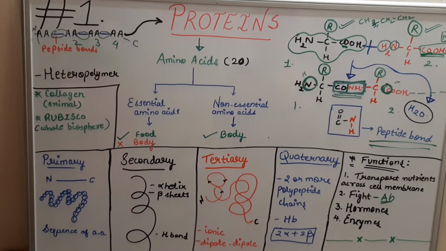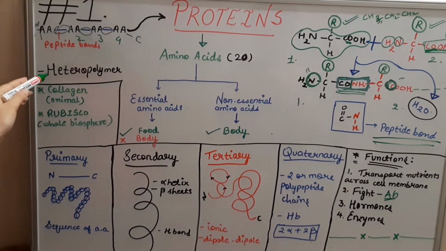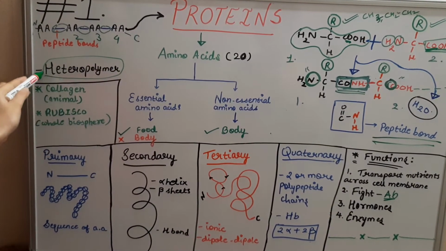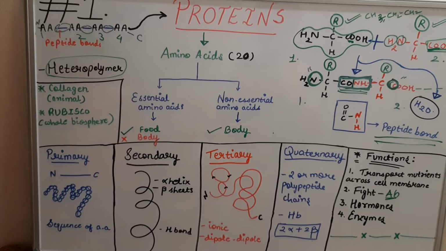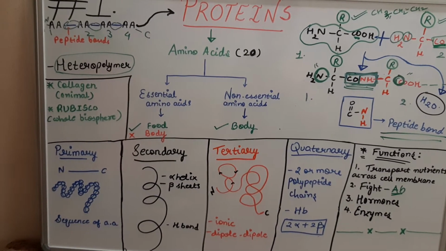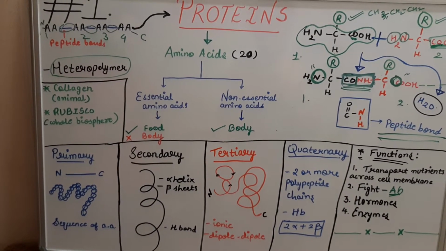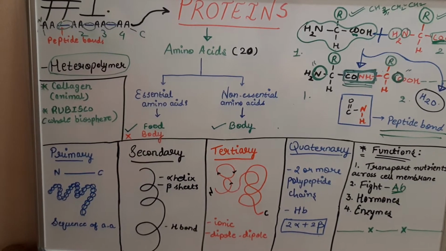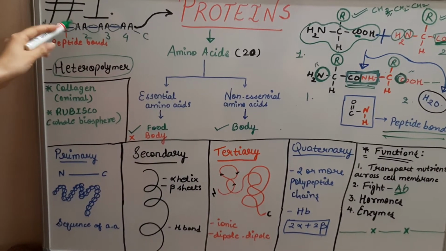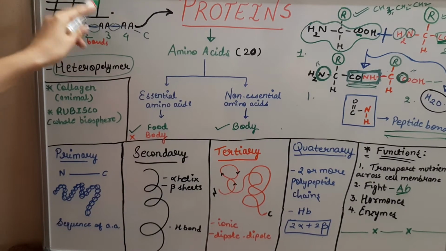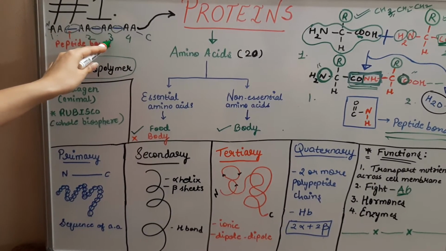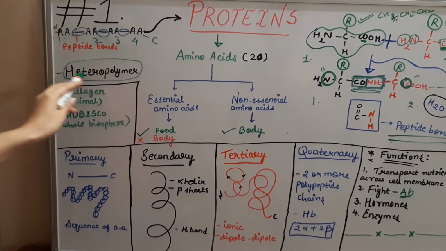Now it is important to remember that proteins are heteropolymers. Okay, they are heteropolymers and not homopolymers. Homopolymer means they do not consist of continuous identical subunits. Okay, here see, this is amino acid 1, then here it is the second amino acid, here it is the third, any third amino acid, any fourth amino acid, and thus it is a heteropolymer.